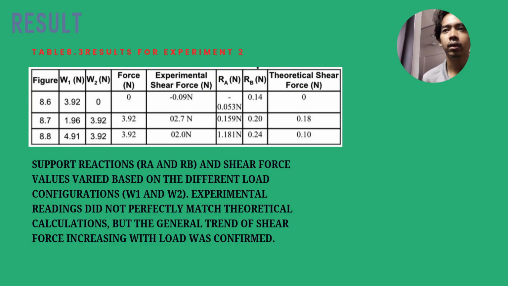Figure 8.8, weight 1 is 4.91, weight 2 is 3.92, and force is 3.92. Experimental shear force is 0.20 newton, RA is 1.181 newton, RB is 0.24, and theoretical shear force is 0.10.